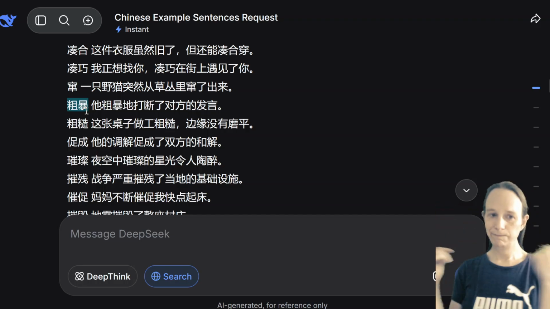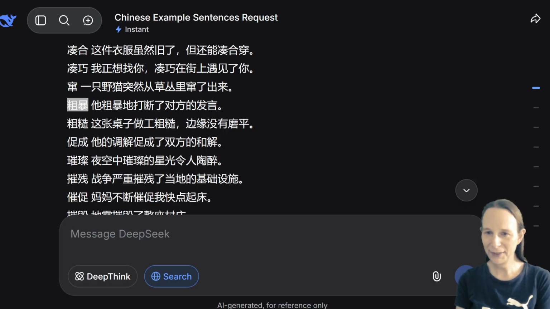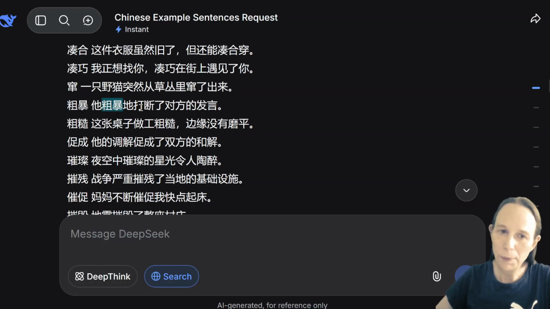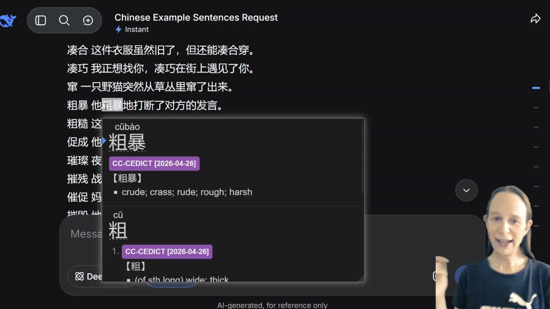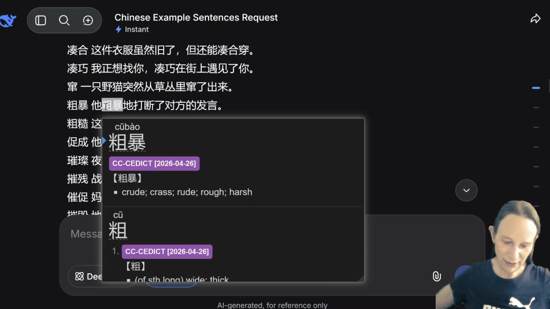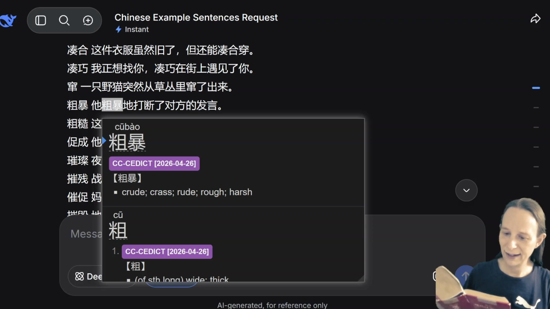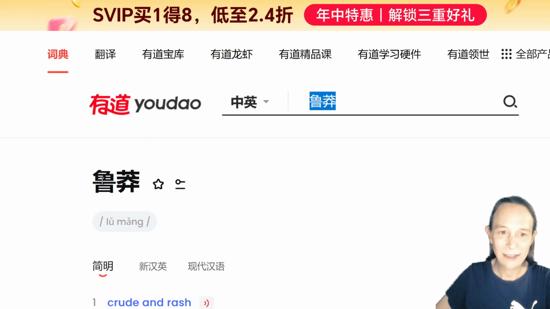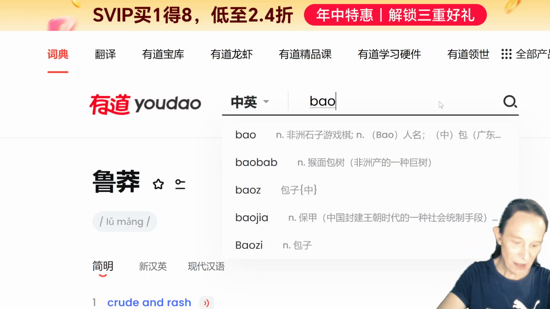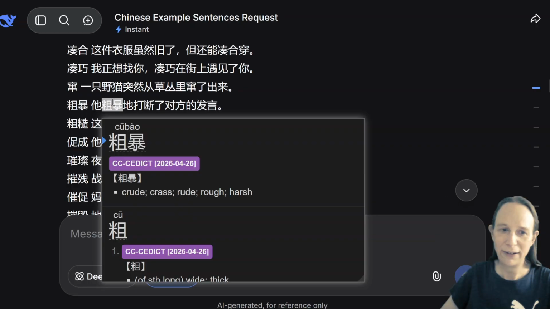粗暴. Not entirely sure. 粗 can refer to materials that are coarse, 暴 kind of explosive or tyrannical, or not sure. 他粗暴地打断了对方的发言. It's something like boorishly, isn't it? Crude, crass, rude, rough, harsh. 粗暴. Okay. Something like uncivilized. All right. 粗暴, the dictionary says 鲁莽, 暴躁. What do those words mean? 鲁莽, hot-headed, impulsive, reckless, and 暴躁, is it? Sorry, irritable, irascible. So 粗暴.